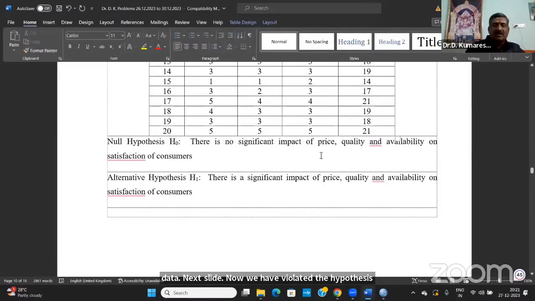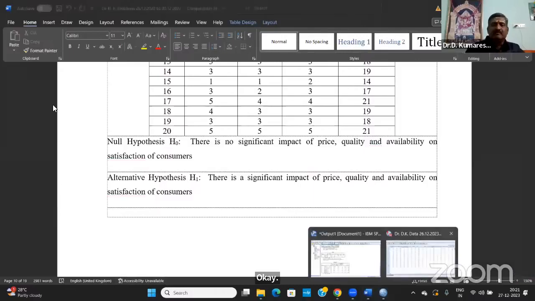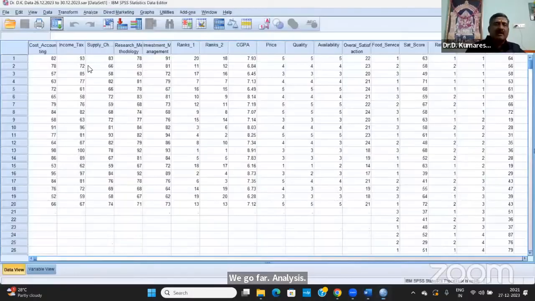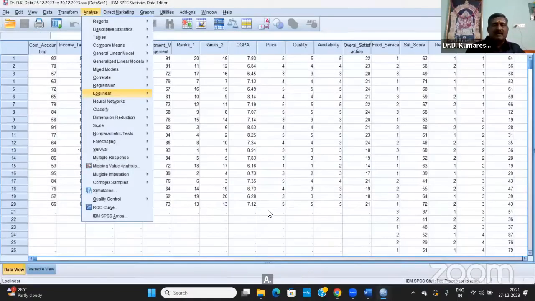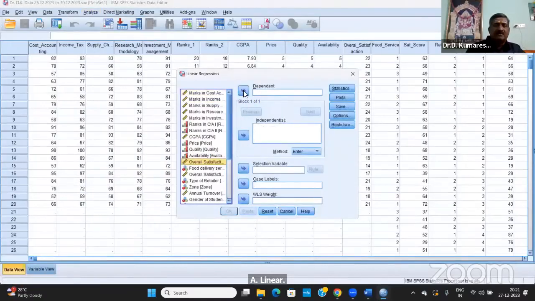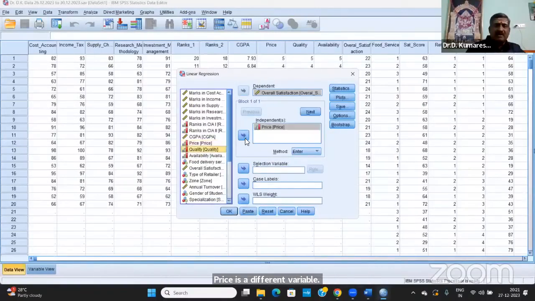Okay. So here we go for analysis. Analyze, regression, linear regression. What is the dependent variable? Overall satisfaction. Price is an independent variable. Quality is an independent variable. And availability is another independent variable. So click OK.